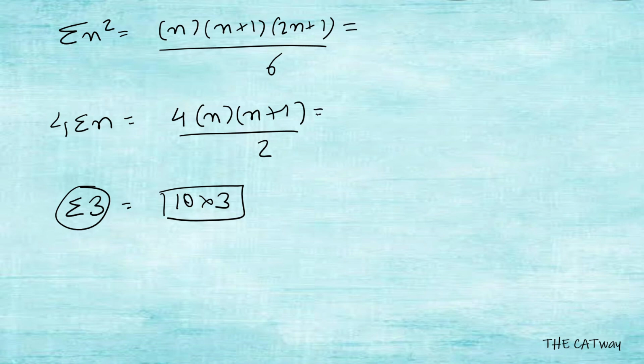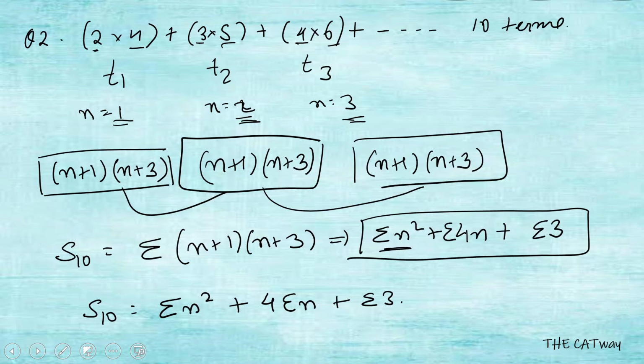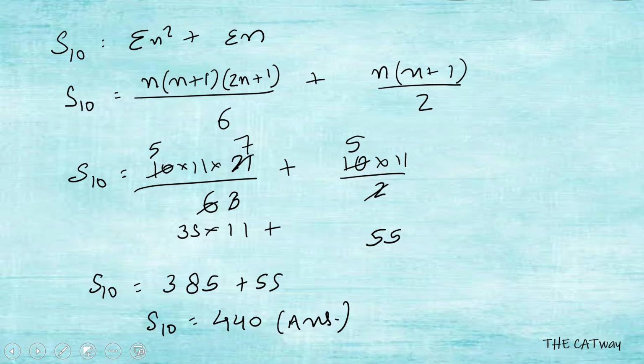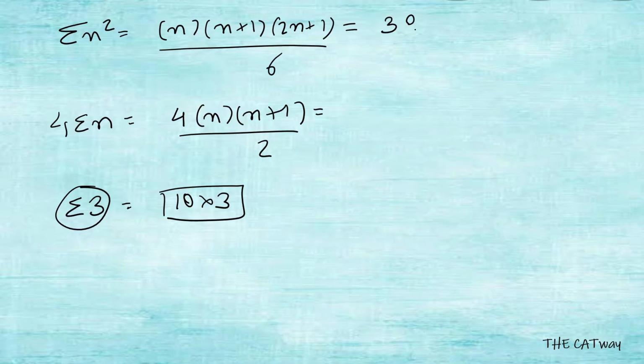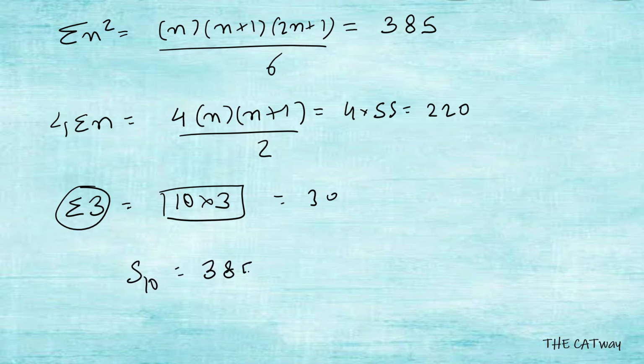So let's find out all the values. In the last question we found the summation of n square up till 10, and we had 385, so we can directly write 385 here. Here we already had 55 from that, and 55 into 4 is 220, and here we have 30. So the sum of 10 terms would be 385 plus 30 plus 220. So 385 plus 30 is 415, plus 220 is 635, which would be our final answer.